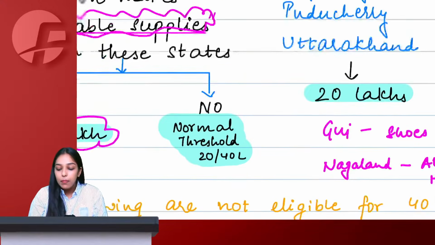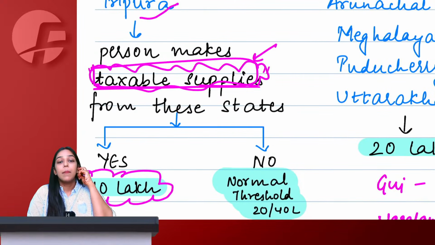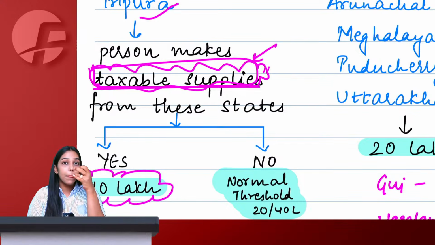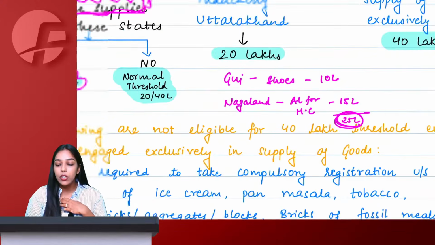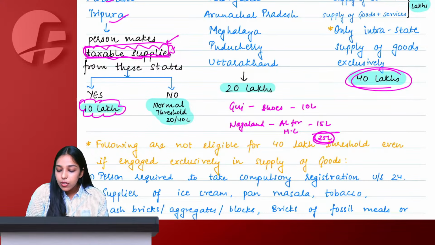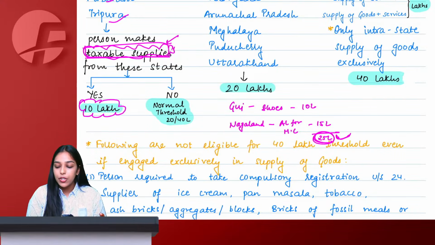Why? Because the limit falls to 10 lakh only if I make taxable supplies from Nagaland. Because I am not making any taxable supplies from Nagaland. Alcoholic liquor is a non-taxable supply. Therefore, I have to see what is the limit applicable to Gujarat, 40 lakh. And my turnover is only 25. Therefore, no need to take registration.